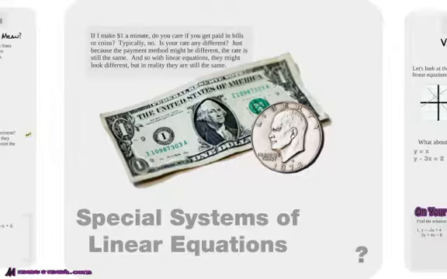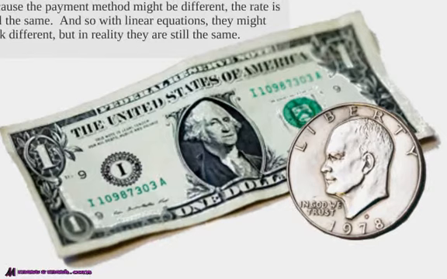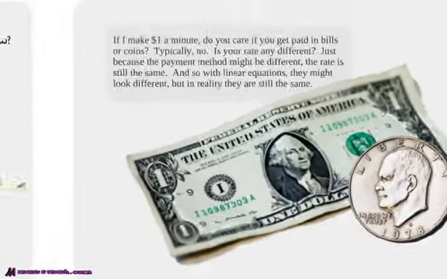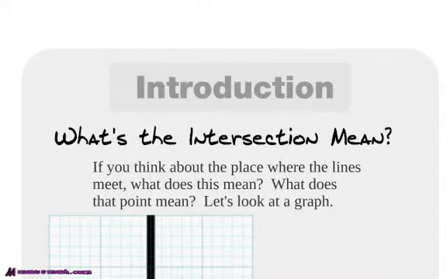And so with linear equations, they might look different, but in all reality, those equations might be the same. Now, I'm not going to want to walk around with $3,200 in coins in my pocket, right? I'd much rather have dollar bills. Actually, $100 bills would be cool. But looking at linear equations, they can be the same even though they look different. This coin and this dollar bill look different, but they are worth the same amount of money. So let's talk about it.